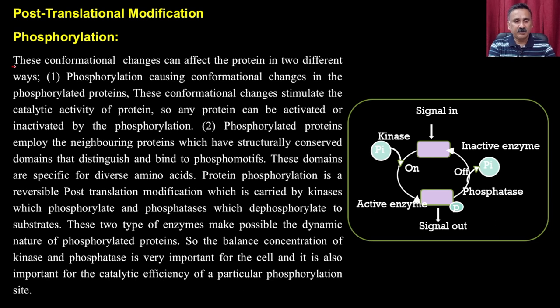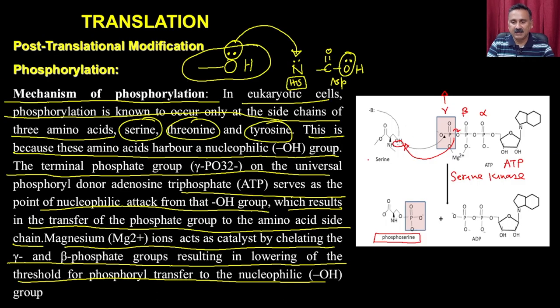Now, these conformational changes can affect the protein in two different ways. So, once you have a phosphorylation, it is going to bring the additional negative charge, right? What you see here is that right now it is uncharged, right? It does not have any charge. This is an uncharged amino acid, but this one is negatively charged, right?